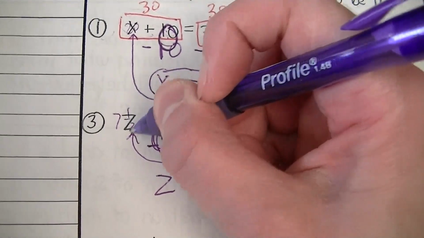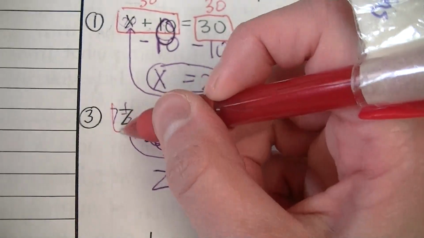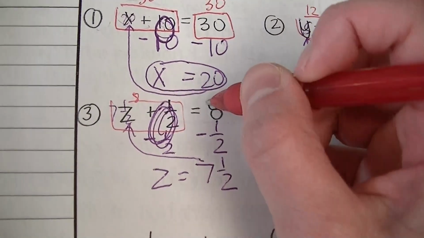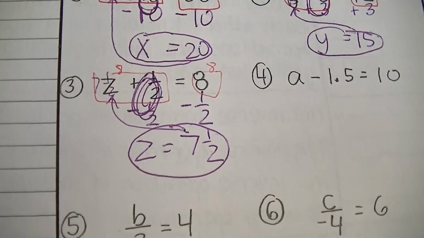So 7 1/2 plus a half. That side equals 8. And this side also equals 8, so this equation is true. Therefore, the value of z is 7 1/2.